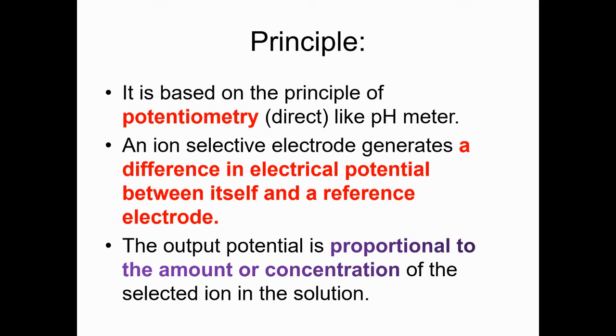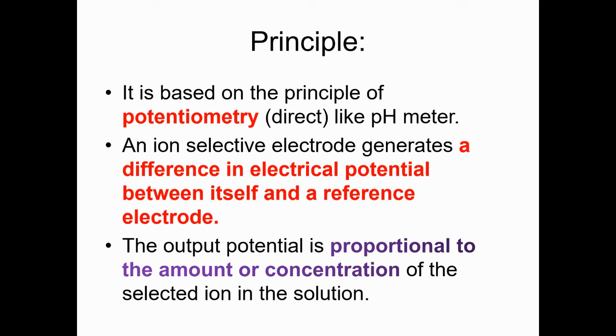And then the third point, the output potential. So what will be the output potential? The output potential is proportional to the concentration. For example, if you give a sample solution and it is absorbed by the ion selective electrode, a difference is produced, and using the reference electrode, your values are given. The output you get is directly proportional to the concentration of the selected ion in the solution.